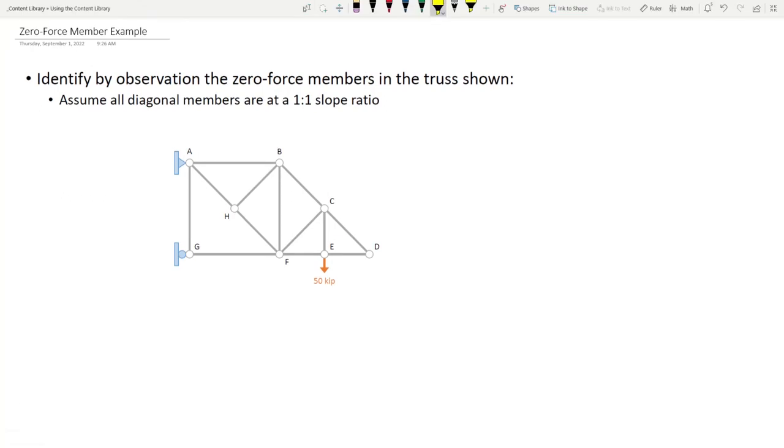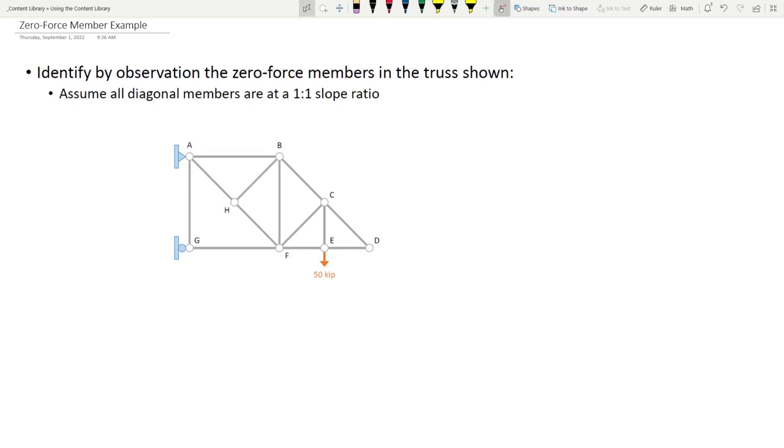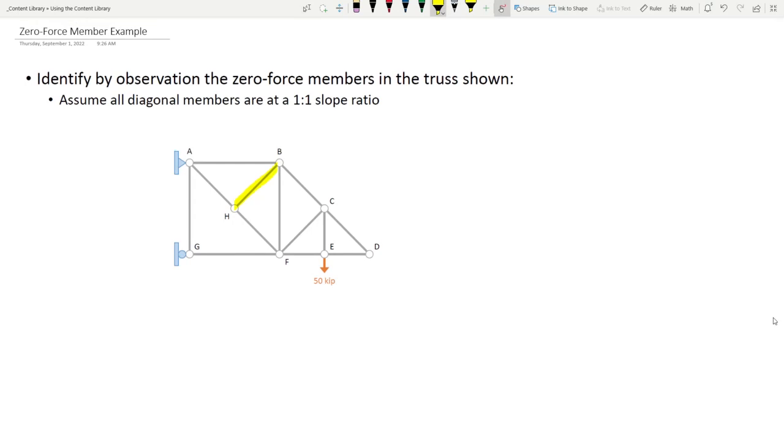There's no external load. So we have joint H. Now notice one of the things I said, all the diagonal members are at a 1-to-1 slope ratio, which means that this member and this member are parallel, they're collinear. So if these 2 members are collinear and this member isn't, what does that tell me? Is there a zero force member that frames in at H? And which one? HB. HB. That's a zero force member. So I'm going to highlight this. I'm going to say this. Oh, can you help if I turn my pen on? That is a zero force member. That's 100% right.